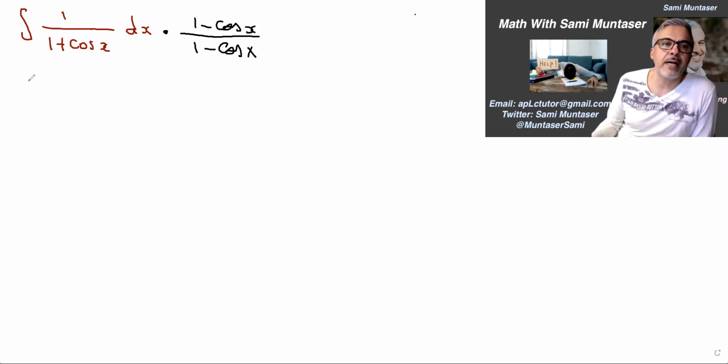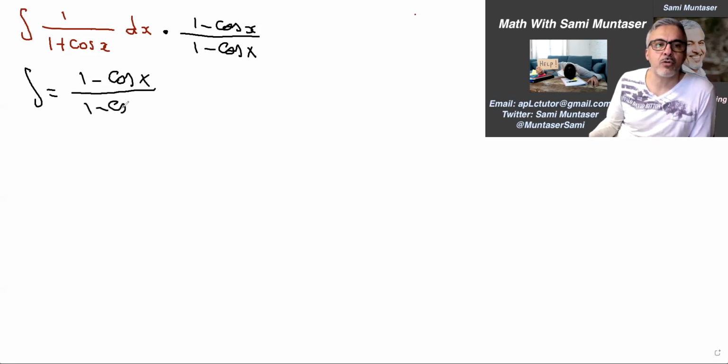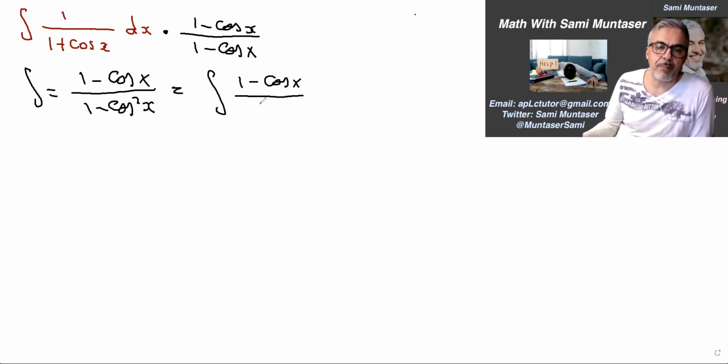So what we're going to get here is the integration of 1 minus cos x on top, over, when you multiply by the conjugate, 1 minus cos squared x. When you FOIL it out, the middle is going to cancel. And so this becomes 1 minus cos x over 1 minus cos squared x, which from the Pythagorean identity is sine squared x, dx.